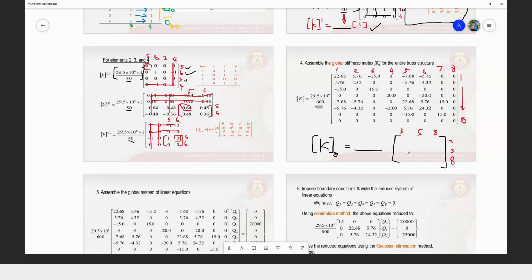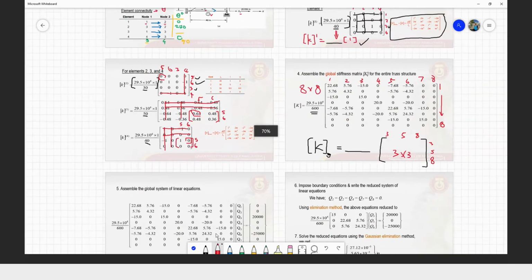So if we solve this approach, then you just need to prepare a 3 by 3 matrix only instead of 8 by 8 here. So this one is 8 by 8. So this process actually will reduce a lot of your time in preparing the global matrix.